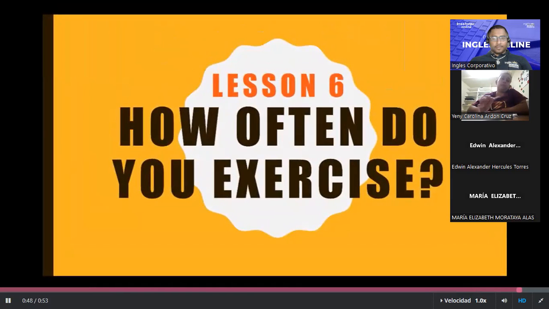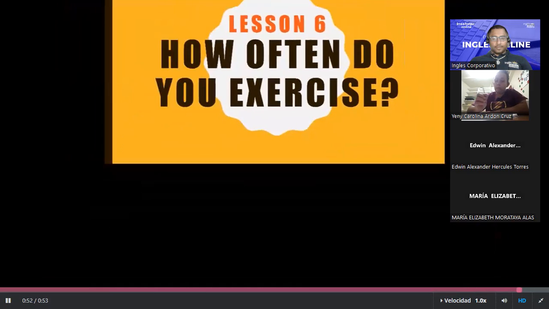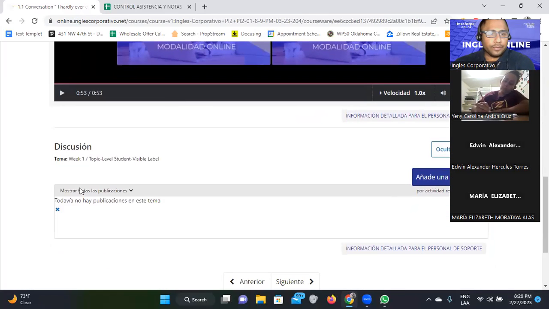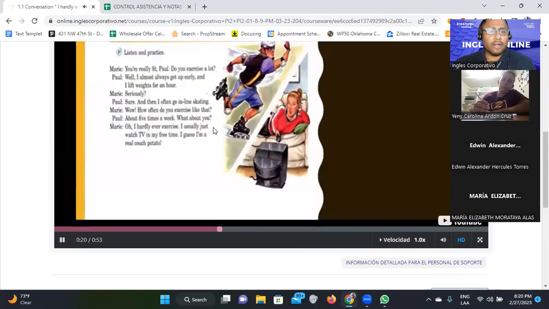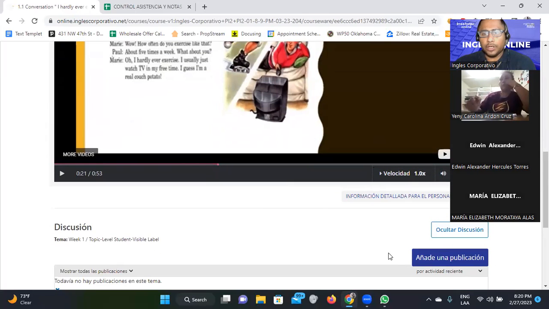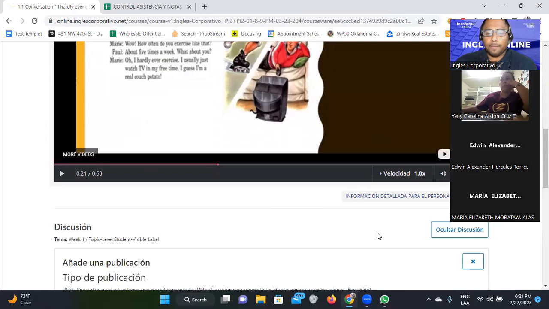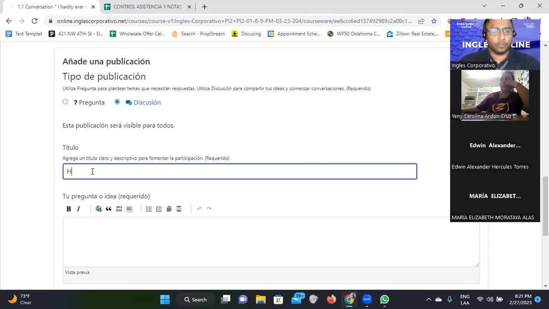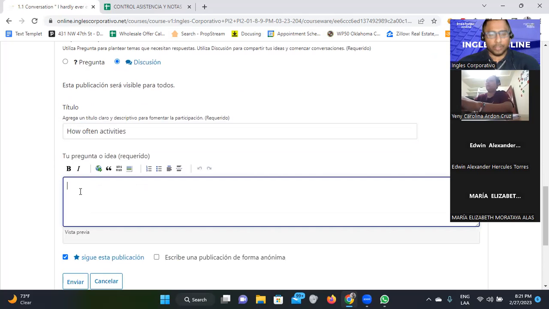In our next session, I will teach you adverbs of frequency so you can respond how often you do a particular activity. All right. Now, for this exercise, you are going to write a similar conversation to this one. You're going to write it down here in the conversation forum. Añade una publicación, you're going to click where it says añade una publicación. Here, where it says título, you're going to write how often activities, and you're going to write the conversation similar to the one there.